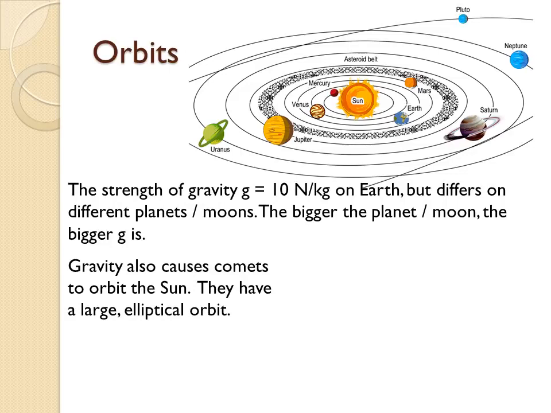On Earth, the gravitational field strength is 10 newtons per kilogram, but on the surface of different planets or moons, it's going to be different. The size of the gravitational field strength depends on the mass of that planet.